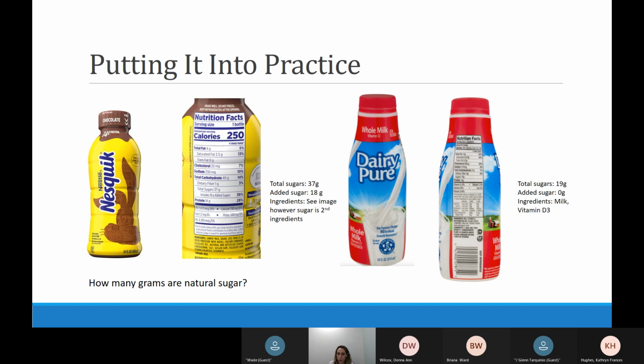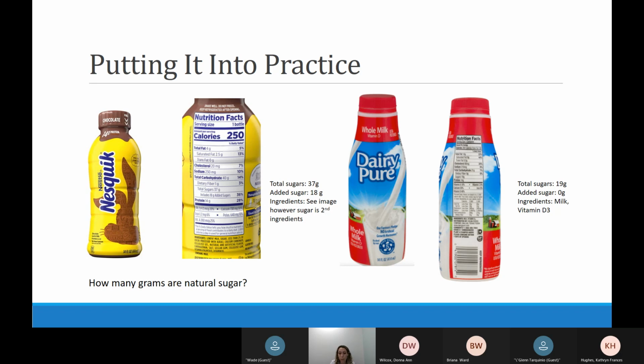I know the label is a little hard to read for the milk. You'll see it's just milk and vitamin D3 it's been enriched with, whereas on the left, the Nesquik, where are those added sugars coming from? You could see right away that the second ingredient, plainly written out, is sugar. So of course, we want to try to avoid the Nesquik. And if we're going to have a milk, maybe opt for ones with less added sugars.